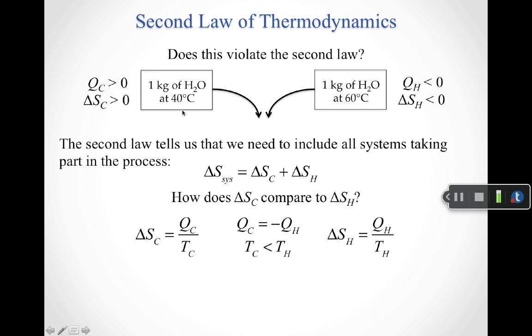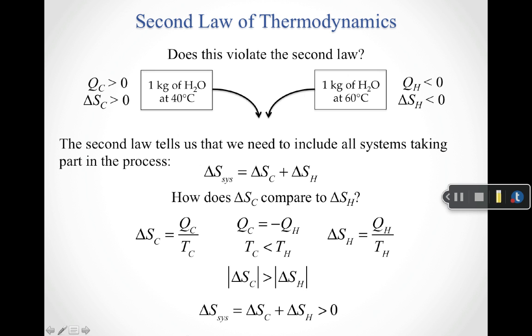I also know that the temperature at which the cool water process is taking place is basically 20 degrees less than the temperature at which the hot water is giving up that energy. So when I look at these two equations, QC and QH both have the same value, opposite signs, but TC is a smaller number, right? That colder temperature is going to be a smaller absolute temperature than the hot temperature. So when I divide by a smaller number, that tells me that the magnitude of the entropy change for the cold water is going to be larger than the magnitude of the entropy change for the hot water.